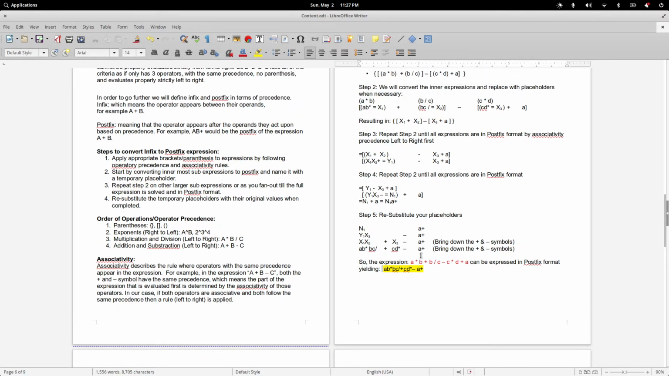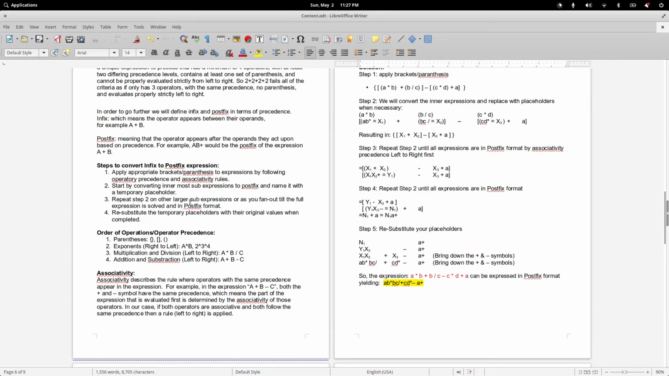And that concludes the demonstration of showing how to convert from infix to postfix. Thank you.